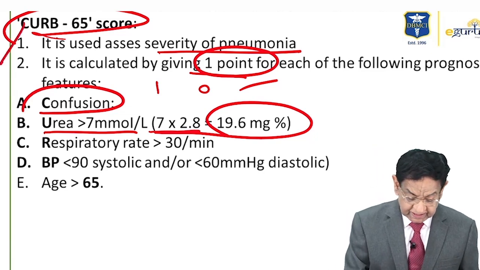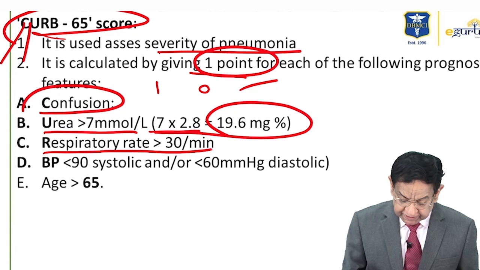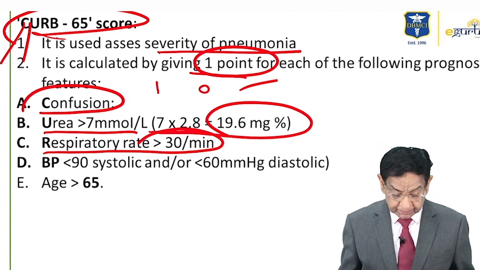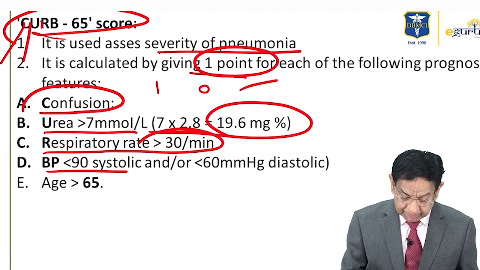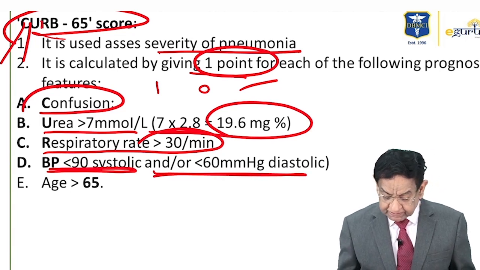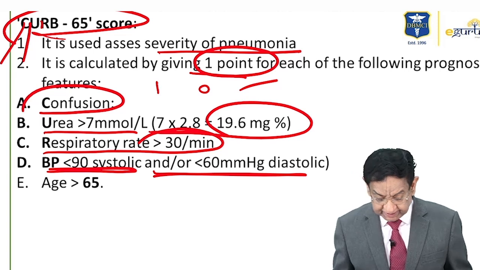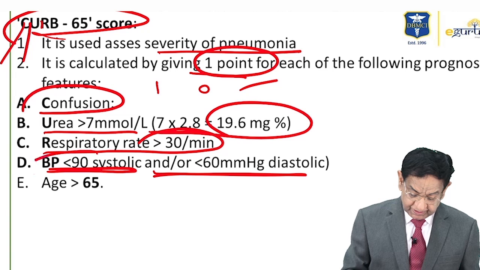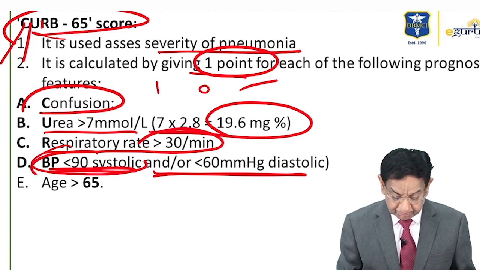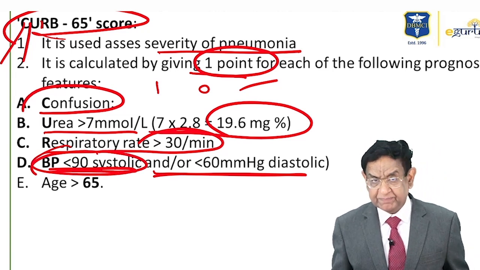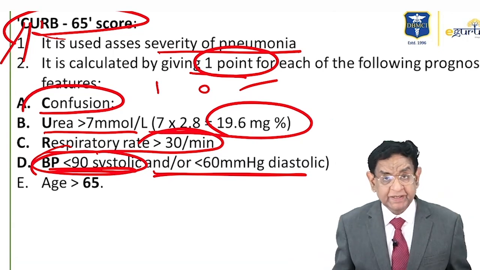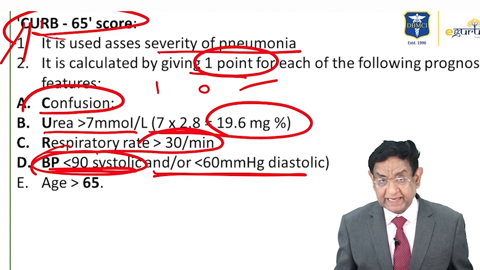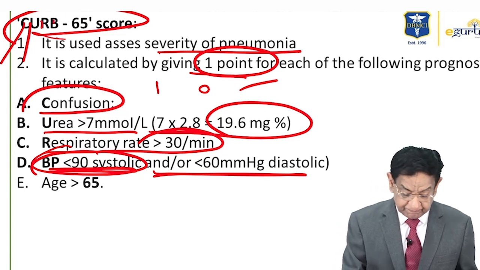This is CU. R is respiratory rate more than 30 per minute, which you can count very easily. B is systolic BP below 90 and or diastolic below 60. Definitely we can use both, but the systolic has much more weightage as compared to the diastolic. But as per theory, both can be used. Low diastolic BP is again a criterion, which is part of B.